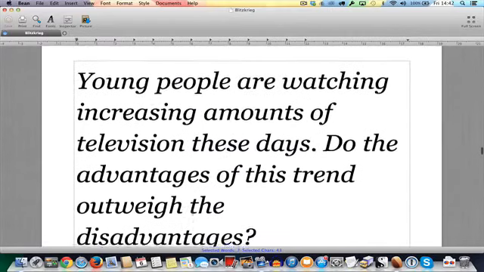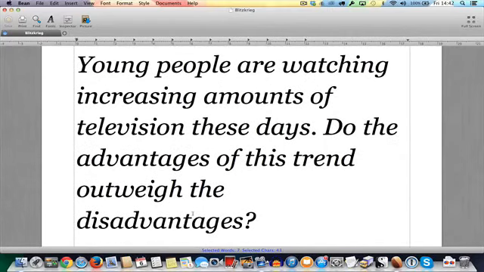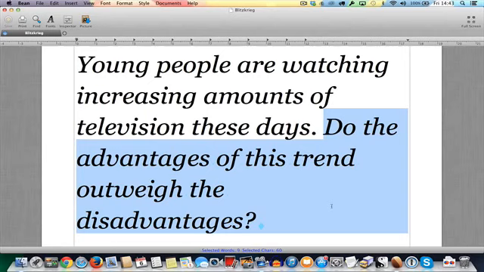Now have a look at this question. Young people are watching increasing amounts of television these days. Do the advantages of this trend outweigh the disadvantages? So here the instruction words are asking the candidate to conclude whether or not the increasing consumption of television among young people poses more advantages than disadvantages. So both argument and discussion essay structures are capable of producing this conclusion. However, it is once again a situation where the candidate is best to formulate an argument and then structure their essay around that argument.